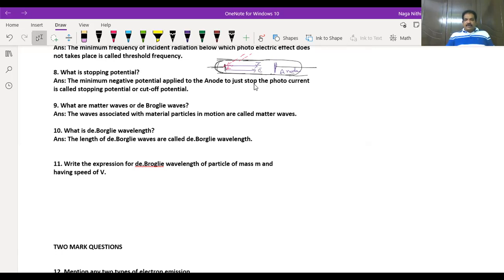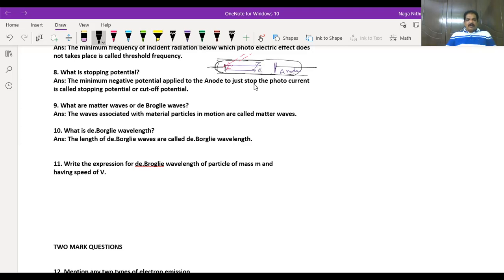That negative potential will be called the stopping potential. So the minimum negative potential applied to the anode to just stop the photocurrent. Electrons are stopping means photocurrent is stopping. That will be called the stopping potential or cutoff potential.